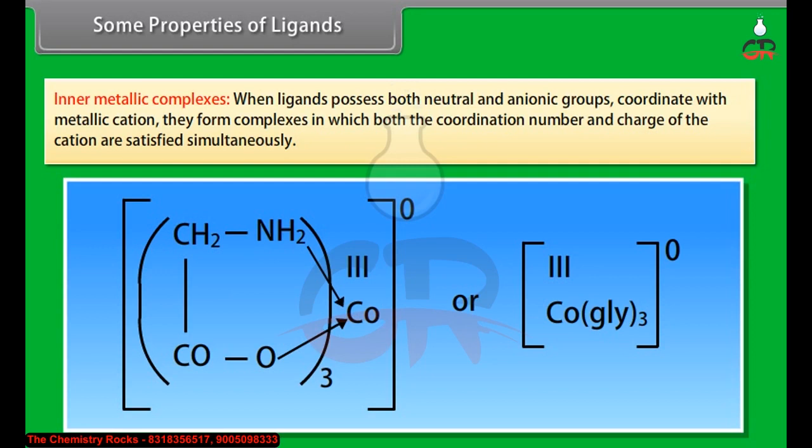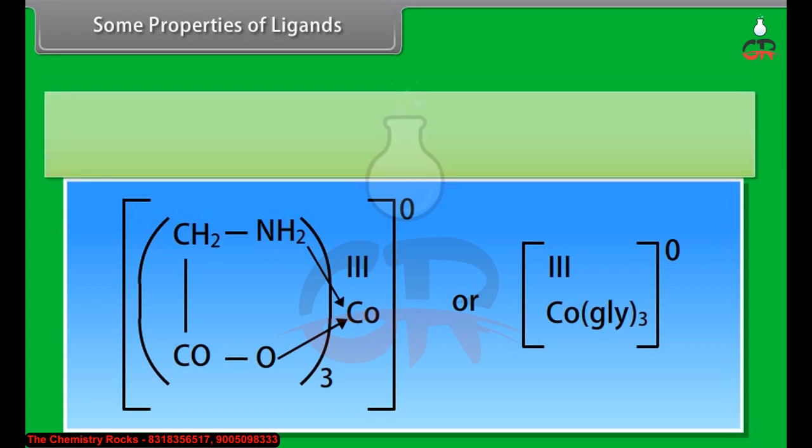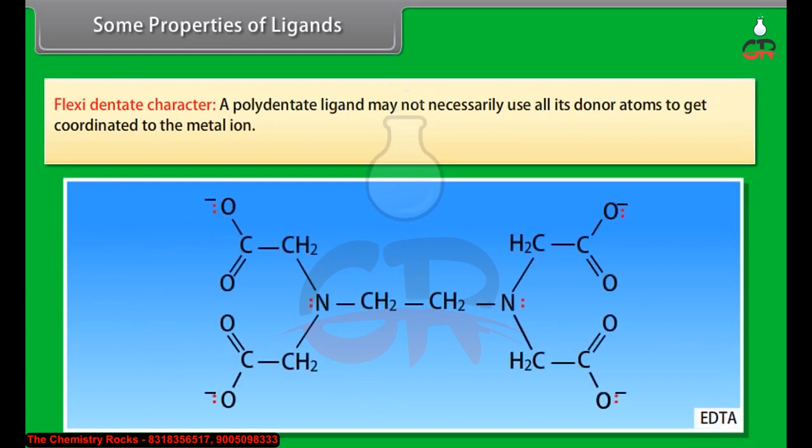Inner metallic complexes. When ligands possess both neutral and anionic groups, coordinate with metallic cation, they form complexes in which both the coordination number and charge of the cation are satisfied simultaneously. Flexidentate character. A polydentate ligand may not necessarily use all its donor atoms to get coordinated to the metal ion. For example, EDTA can act as a hexadentate or a pentadentate or a tetradentate ligand.